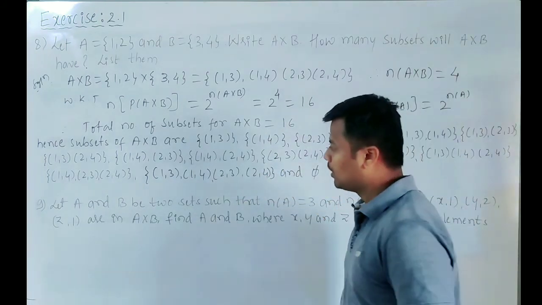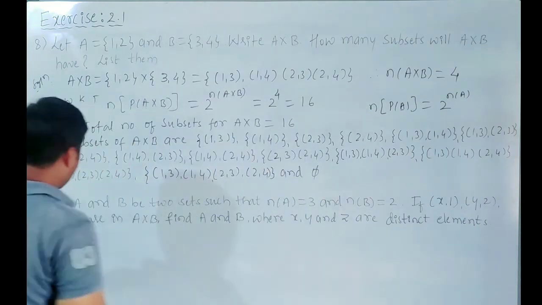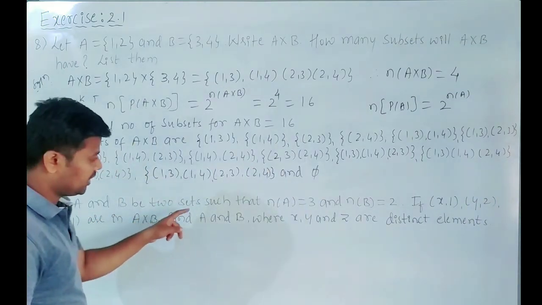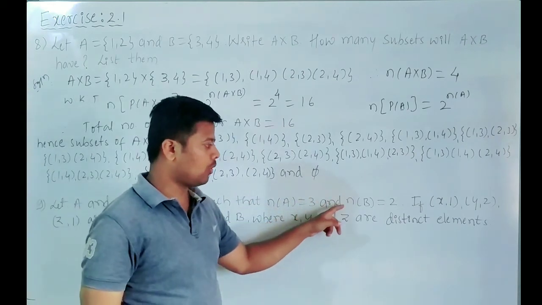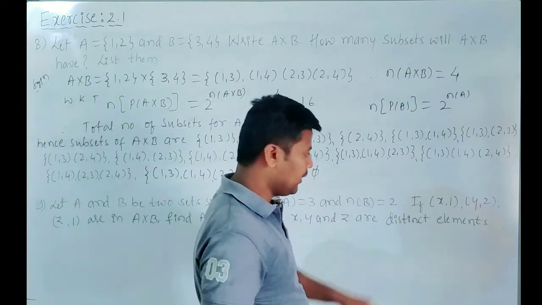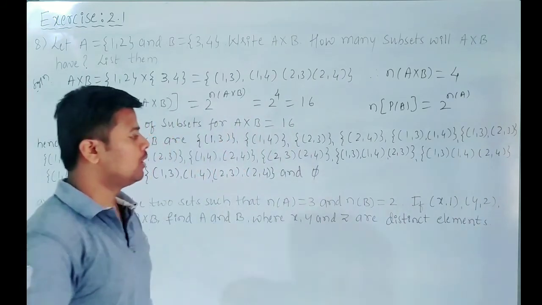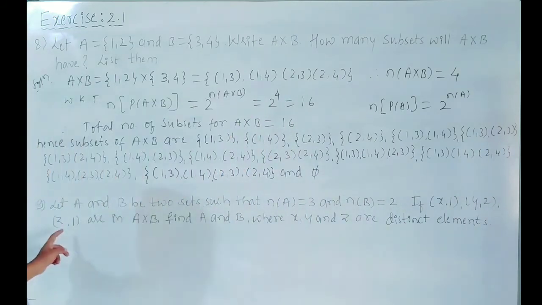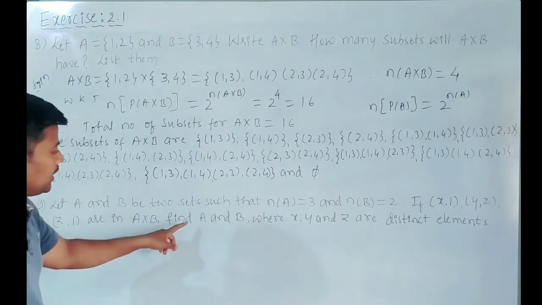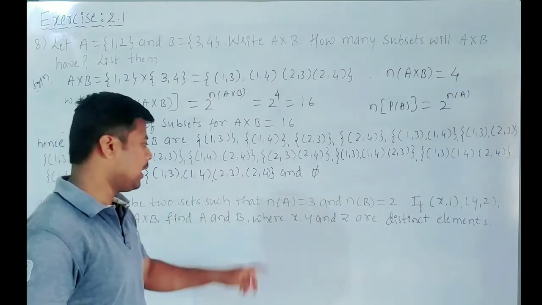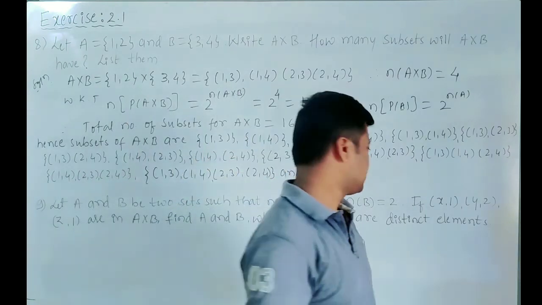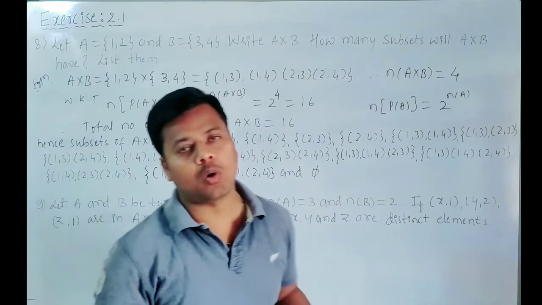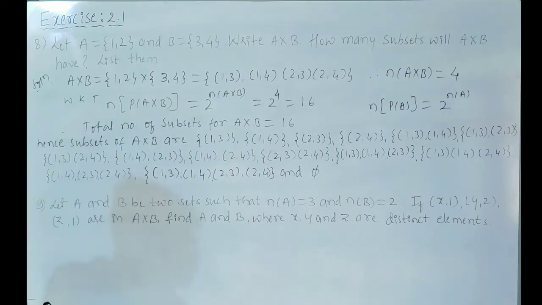Next, 9th question. Let A and B be two sets such that n of A equals 3 and n of B equals 2. If (x, 1), (y, 2) and (z, 1) are in A cross B, find A and B, where x, y and z are distinct elements. Distinct means different elements, they are not equal elements. Solution.